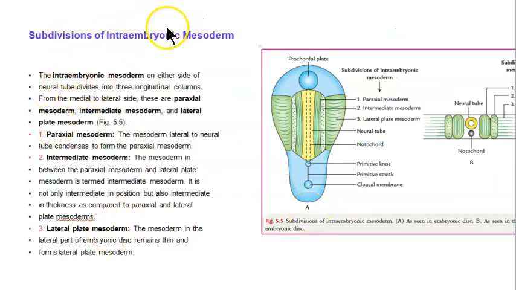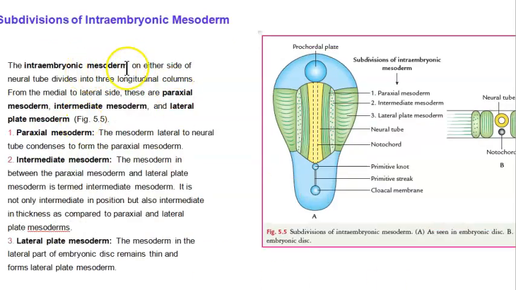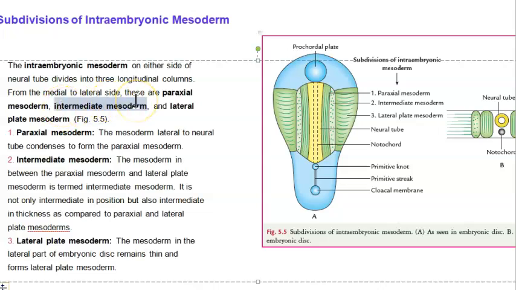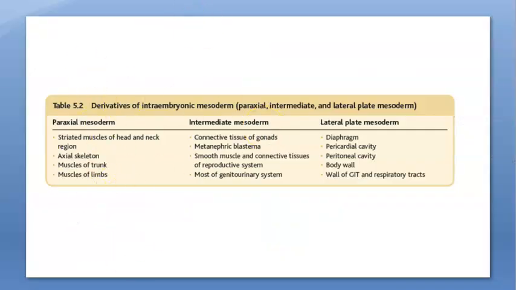So what are the subdivisions of the intraembryonic mesoderm? Intraembryonic mesoderm on either side of the neural tube divides into 3 longitudinal columns. We already told you. That is the paraxial mesoderm, that is medial, on either side of the axis, that is the neural tube. Then here you have the intermediate mesoderm in between the paraxial and the lateral, and then laterally you have the lateral plate mesoderm. What these actually become, that they're explaining here.